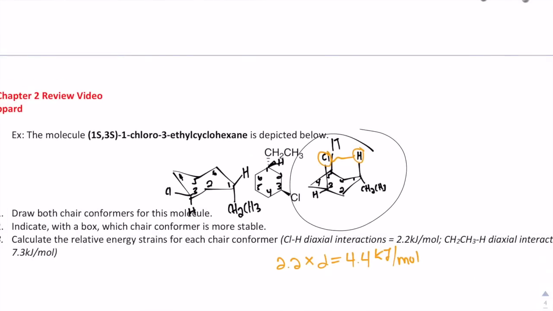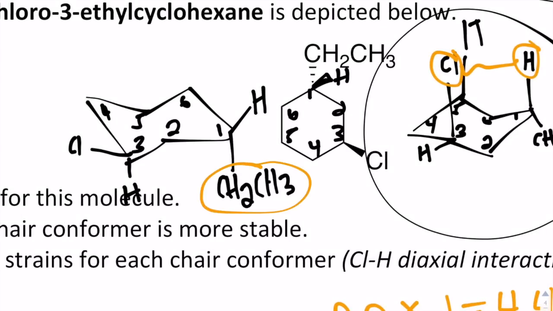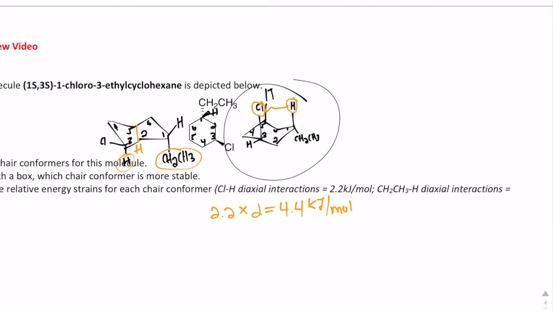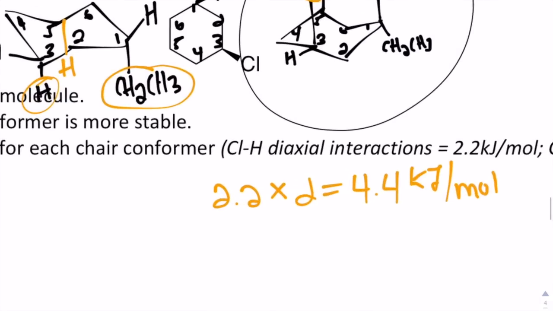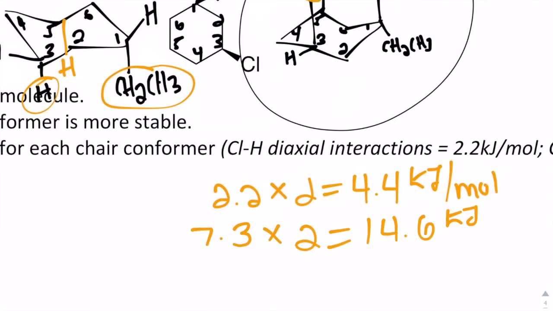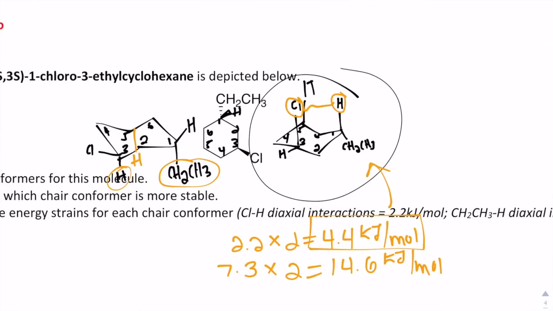If I do the ethyl substituent, we see this ethyl over here and the hydrogen here, but don't forget there's also another hydrogen here, so there are 2 of those interactions. The CH2CH3 we said was 7.3, so 7.3 times 2 is 14.6 kilojoules per mole. You can clearly see that the 4.4 is a lot less energy than the ethyl group being in an axial position.